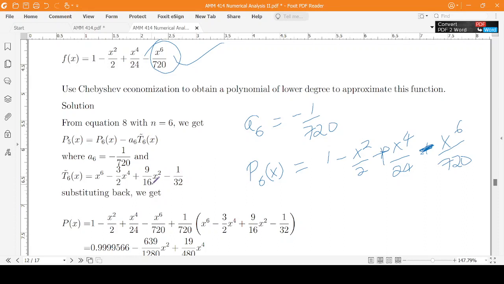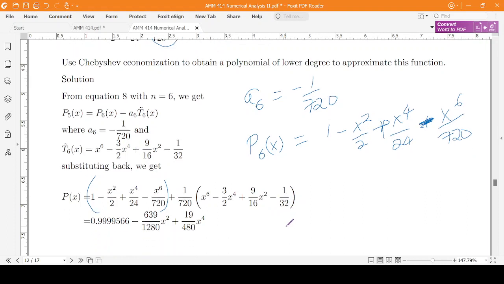So when we substitute back, notice that a6 is negative here. It is very easy to make an error here. a6 is negative, and we are subtracting. So we will be having minus minus, which will be plus. So we have the polynomial P6 here, then minus minus a6. So that will give us plus 1 over 720, then Tn of x here.